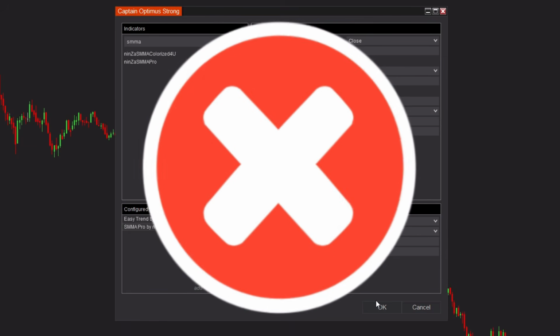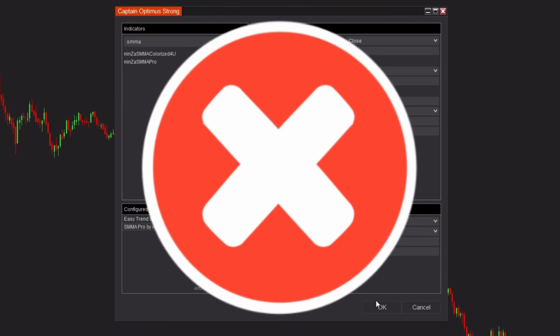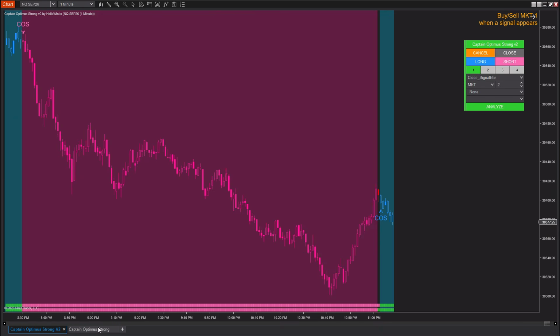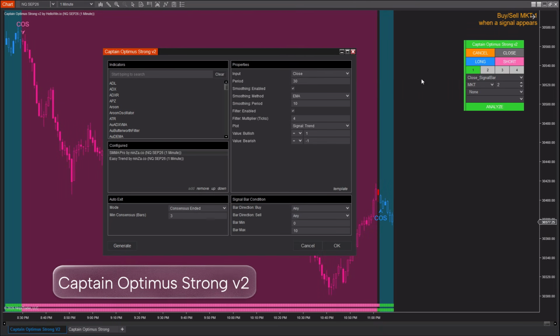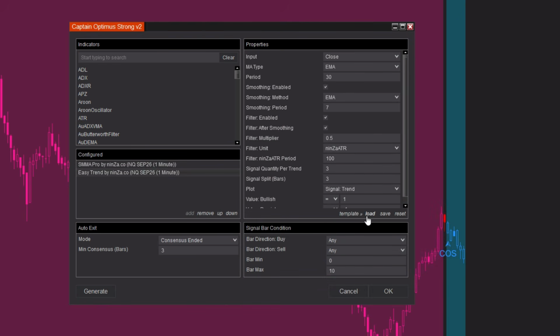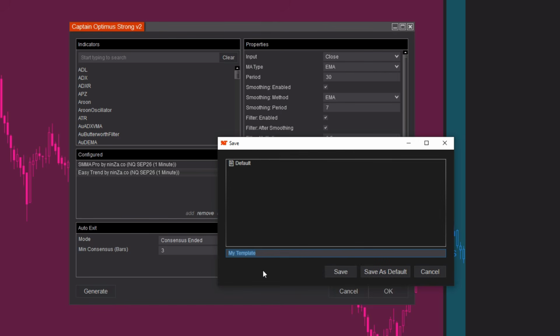With Captain Optimus Strong V2, this issue has been solved through the new input indicator configuration save and load feature. Whenever you add an indicator and finish configuring its parameters, you can save the entire setup as a reusable configuration. Later, when building a new strategy, switching templates, or continuing your research, you can simply reload the saved configuration instead of manually re-entering every parameter.